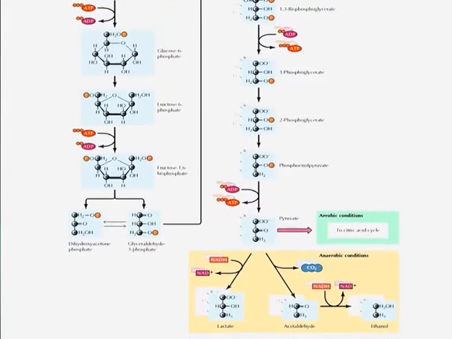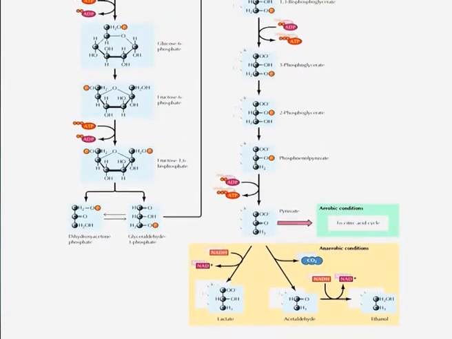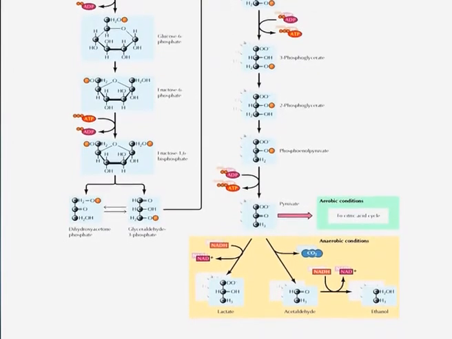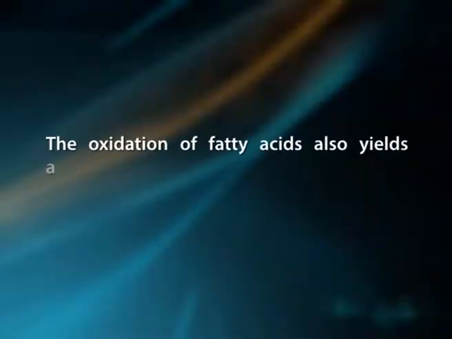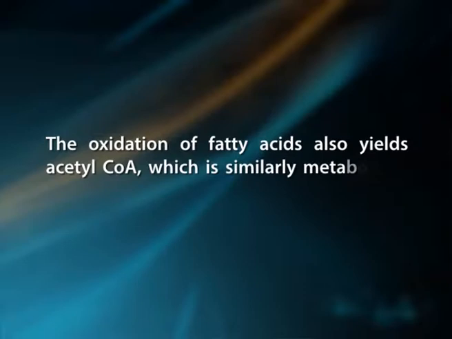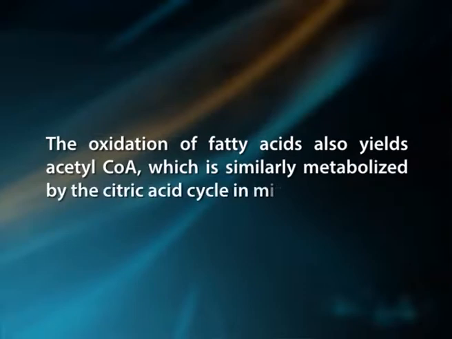This involves the initial oxidation of pyruvate to acetyl-CoA, which is then broken down to carbon dioxide via the citric acid cycle. The oxidation of fatty acids also yields acetyl-CoA, which is similarly metabolized by the citric acid cycle in mitochondria. The enzymes of the citric acid cycle, which are located in the matrix of mitochondria, are central players in the oxidative breakdown of both carbohydrates and fatty acids.